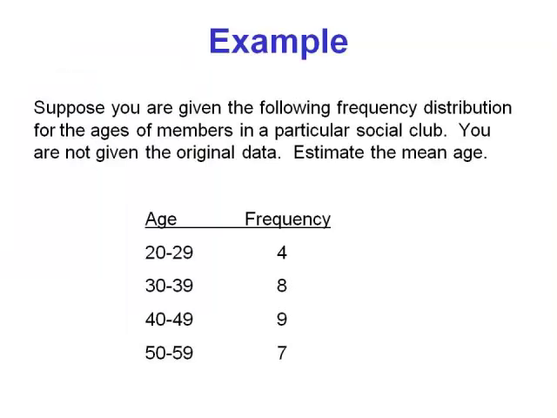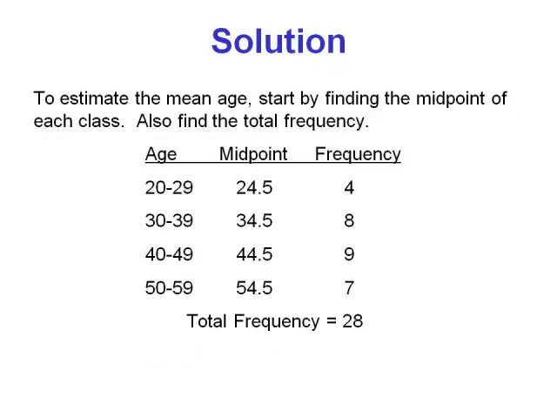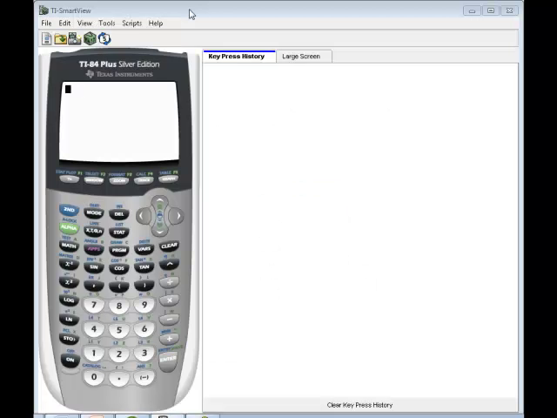So I'm going to go back to this example from the PowerPoint slides where we had a frequency distribution with some different age categories and then the frequencies. And for that frequency distribution, we had gone ahead and found the midpoints for each of the classes. So the midpoints were 24.5, 34.5, 44.5, and 54.5. And then we won't need the total frequency when we're doing it on the calculator. We'll just need the midpoint column and the frequency column. So now we need to put the information into the calculator.